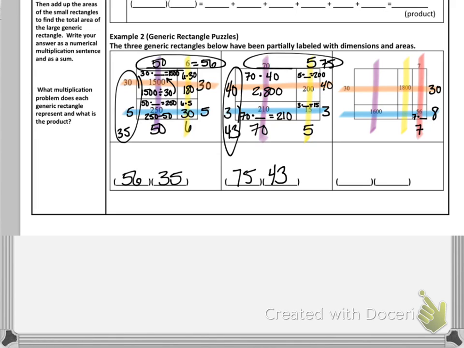My blue 8 from the right side, I can now transfer to the left side and continue working through the puzzle. I'm going to go down here. I know that 8 times something had to give me 1,600. Again, I'm going to work backwards and go 1,600 divided by 8, which will leave me 200. I can transfer my purple 200 to the top.